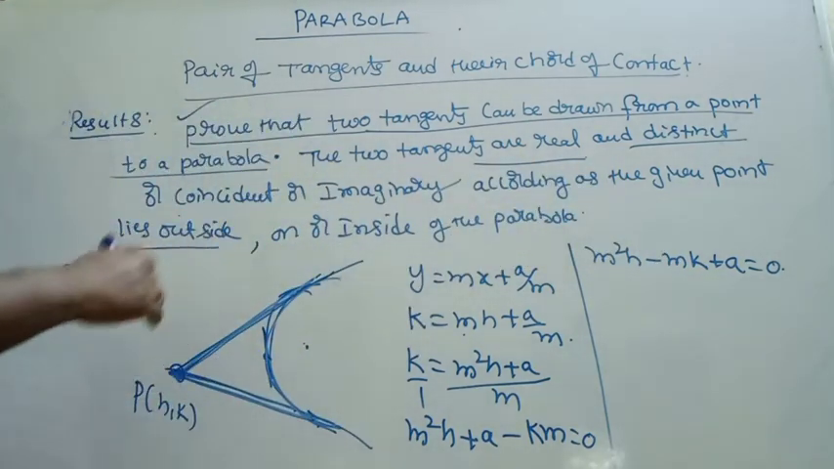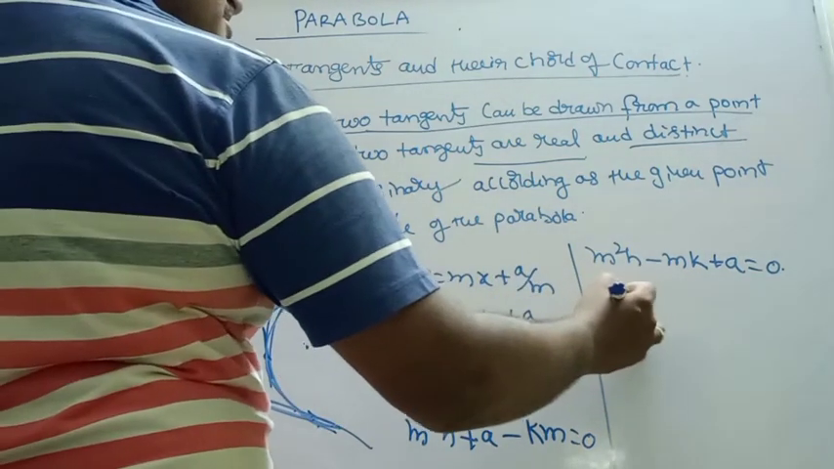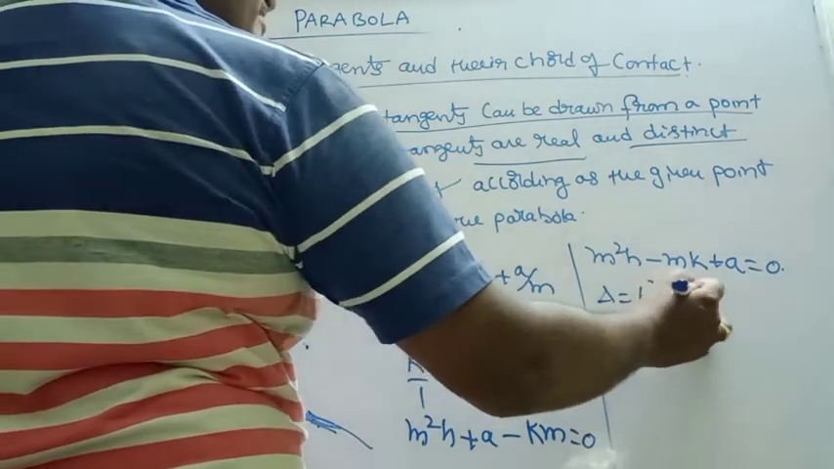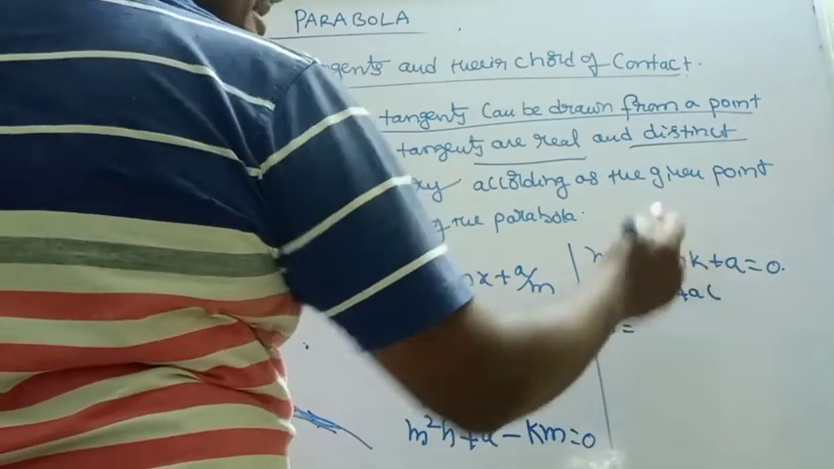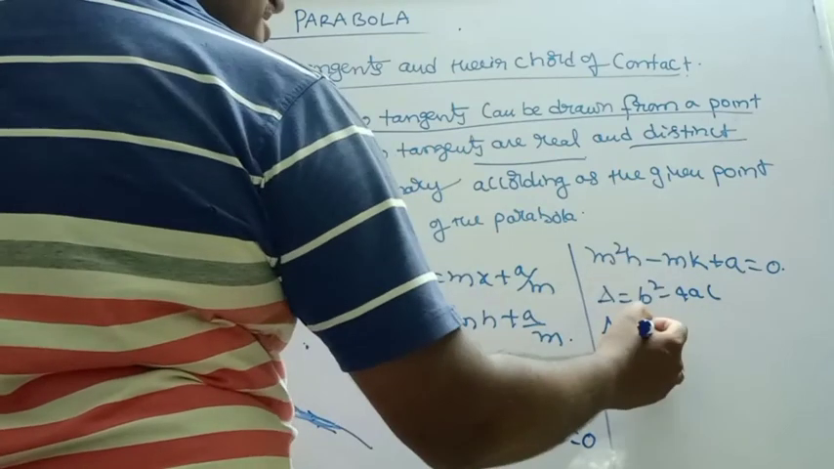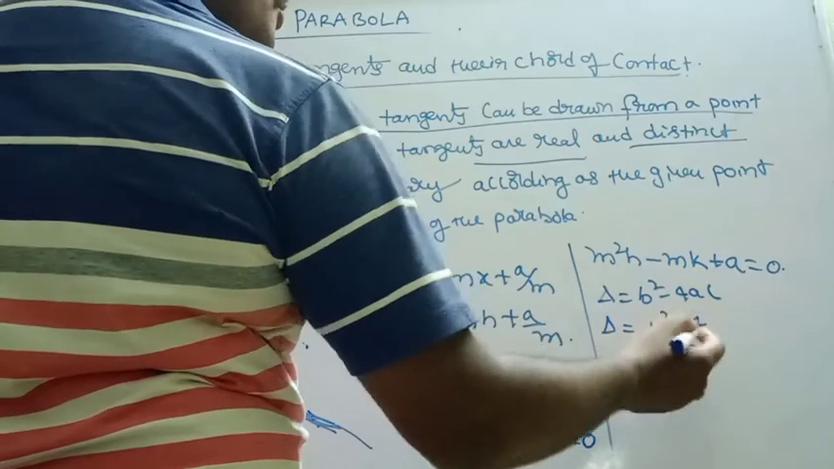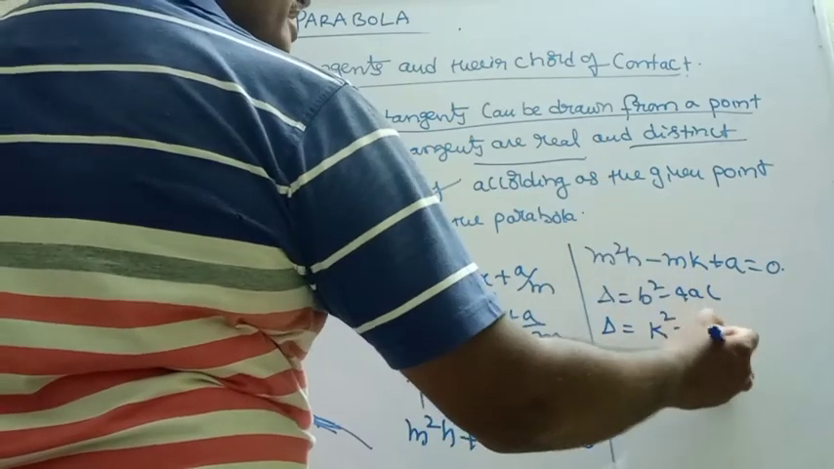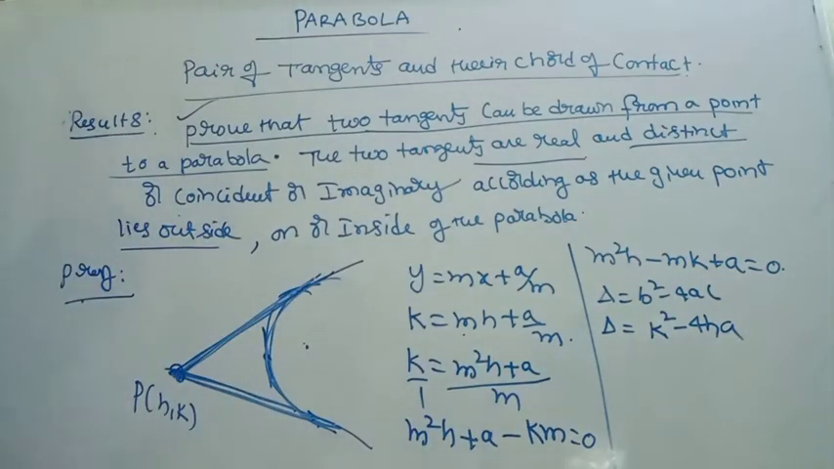We can draw two tangents to that, right, my dear students? Now we know that the discriminant, delta, is equal to b square minus 4ac. Here b square means the k coefficient, the m coefficient, that is k square, minus 4 into a, which is the m square coefficient, h, and c is a. This is the discriminant, k square minus 4ha, right?